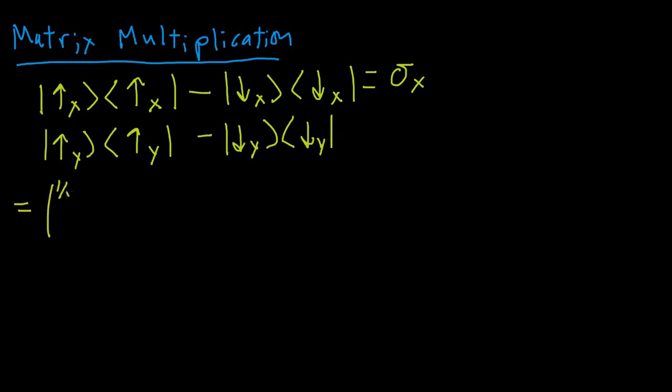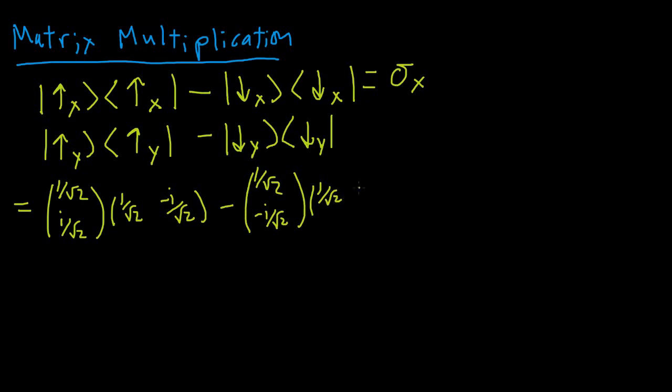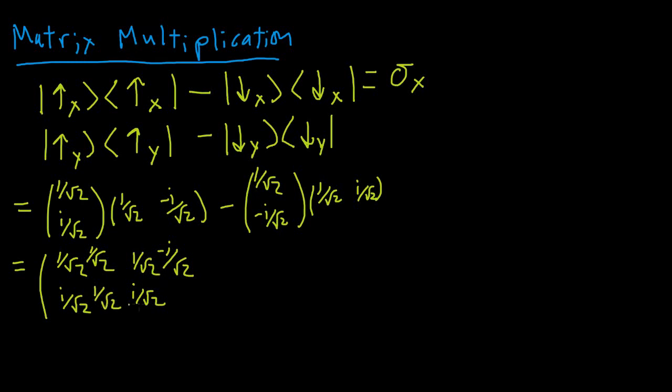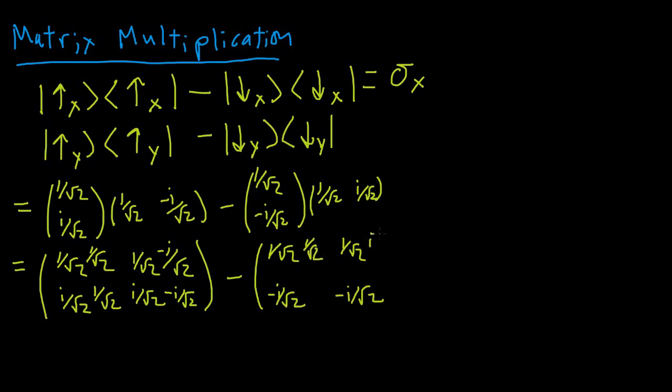So here we have 1 over root 2, i over root 2, 1 over root 2, negative i over root 2, minus 1 over root 2, negative i over root 2, 1 over root 2, i over root 2, and then we have 1 over root 2, i over root 2, 1 over root 2, i over root 2, and then 1 over root 2, negative i over root 2, 1 over root 2, negative i over root 2, minus 1 over root 2, negative i over root 2, 1 over root 2, negative i over root 2, 1 over root 2, i over root 2, 1 over root 2, i over root 2.